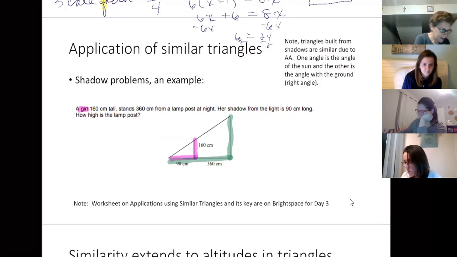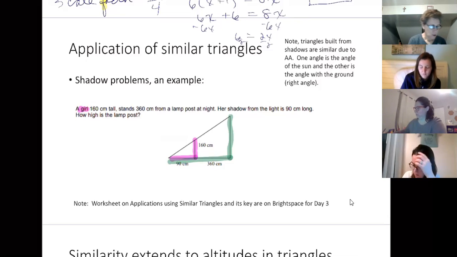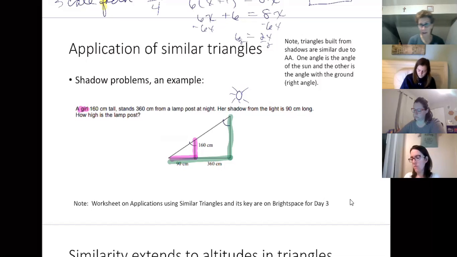So what you can say, and now the question is, why can you say that? Well, there's a couple of things you want to think about. So you have this shadow coming down. A lot of times they'll say, okay, this is the sun, and the shadow's hitting at the same angle. So therefore, this angle has to equal that angle. So you've got two angles in common there.